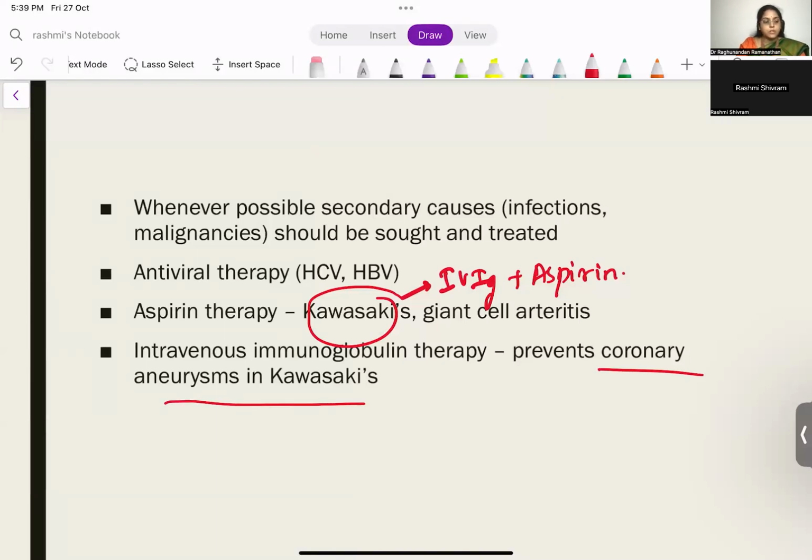It will prevent the coronary aneurysms in Kawasaki's. So we are giving so many drugs. So what should you do for the patient? You need to monitor this at regular intervals. You need to check the liver function test. You need to see the counts because all these are immunosuppressants.